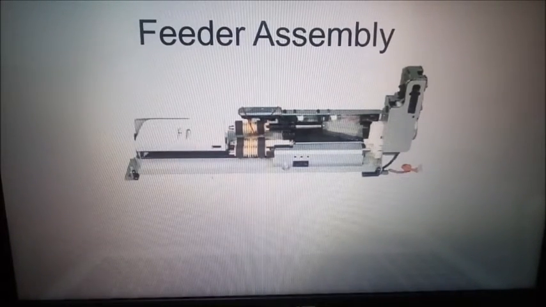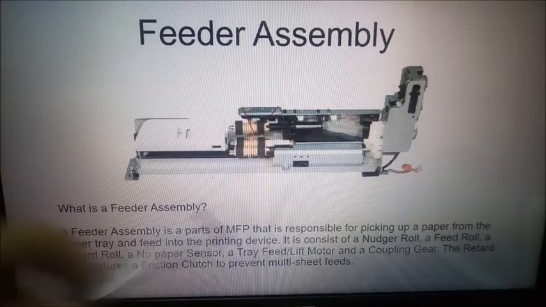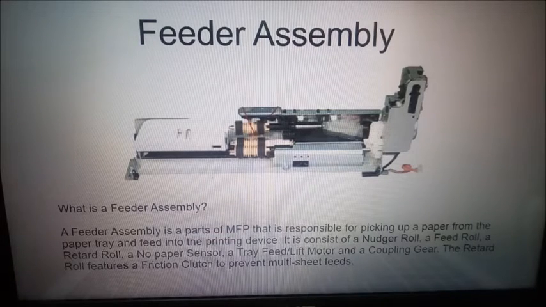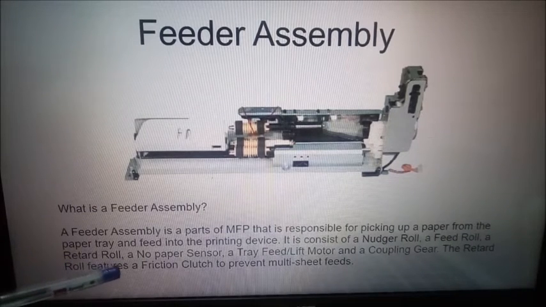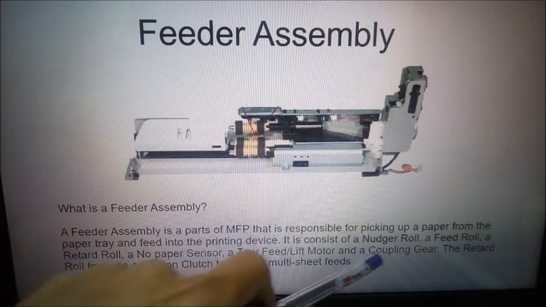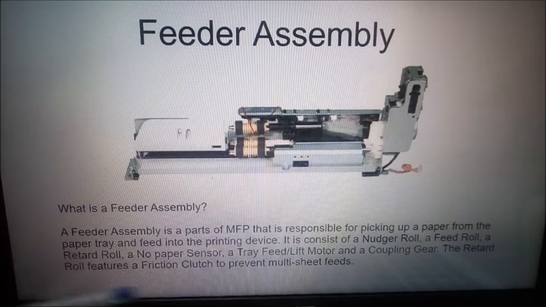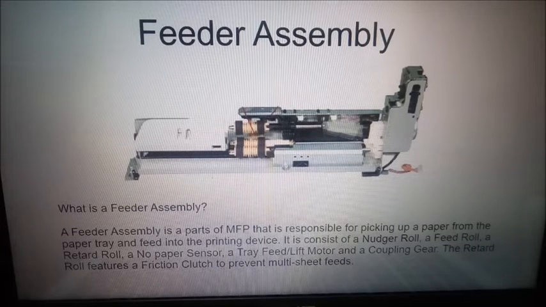Now this is the feeder assembly. What is a feeder assembly? A feeder assembly is a part of an MFP that is responsible for picking up paper from the paper tray and feeding it into the printing device. A feeder assembly consists of a nudge roll, a feed roll, a retard roll, a no paper sensor, a tray feed lift motor, and a coupling gear. The retard roll features a friction clutch to prevent multi-sheet feeds.